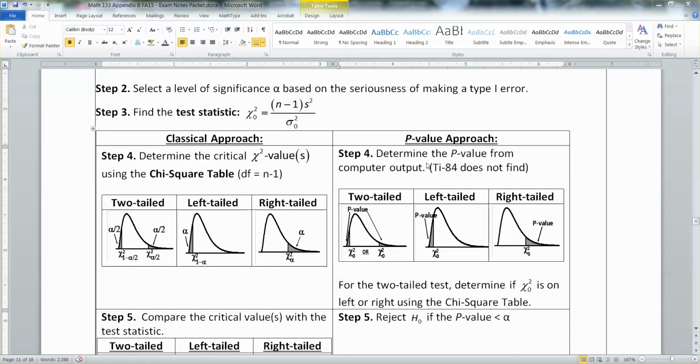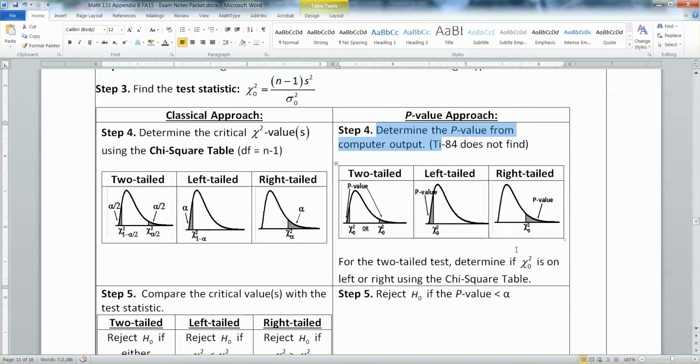For the chi-square test of either variance or standard deviation, the critical value method is the classical method, the one that we use a lot of the time because the calculator is not available to us. And when the calculator isn't available to us, the chi-square table method is the only one we can do by hand. But if we're given computer output, then we can actually do the p-value approach. And so that's what we're going to do.